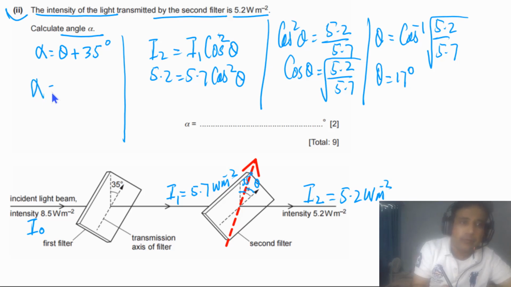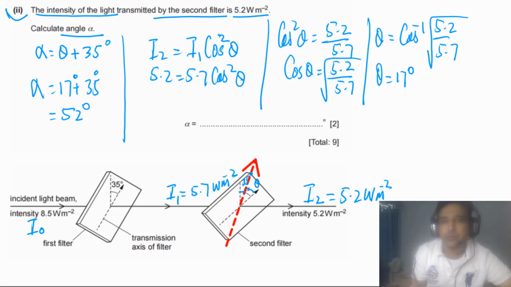So alpha from here will be equal to 17 plus 35 degrees. So the final value of alpha has to be 52 degrees. So this is how we can answer this question. And this question has 2 marks. If you got the right answer, if you have got this right value, and if you have got this right value, you will get 2 marks.